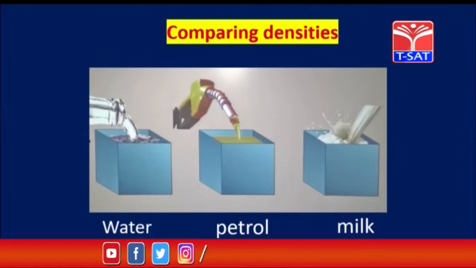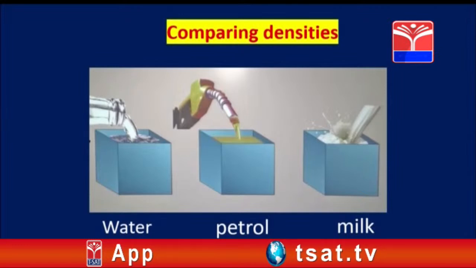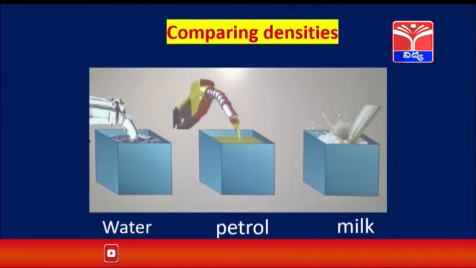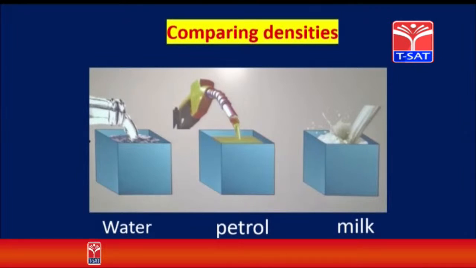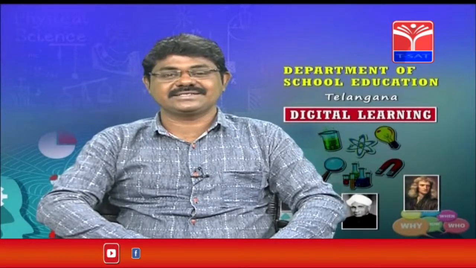This is an interesting question, right? This is the way of thinking about the density concept. All three are going to occupy the same volume. Then we have to think which is going to have more density. That means we have to keep all three boxes one by one on the weighing machine. Whichever is going to have more mass is going to have more density, because all three are going to have the same volume. So this is understanding the concept of comparing the densities.